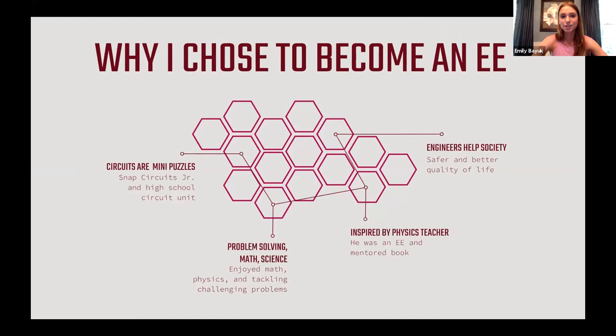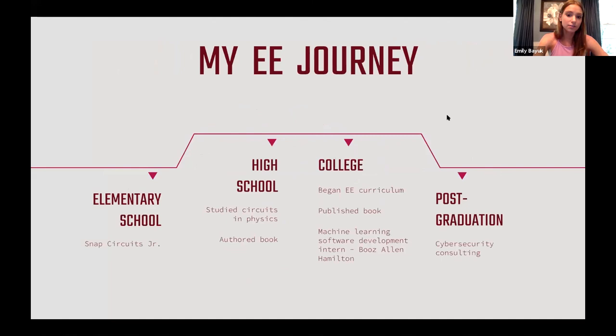As I got older in high school, I really enjoyed math, physics, and my other science classes, because I really enjoyed problem solving and found it super interesting. When I was a junior and senior, I took physics, and my physics teacher was an electrical engineer. He actually inspired me to become an electrical engineer, because I'd always stay after school and ask him to teach me more about circuits. He said I might be interested in electrical engineering. Another aspect I liked about engineering as a whole is that engineers help society, creating a safer and better quality of life for the people on our planet. So this is just a summary of my electrical engineering journey.